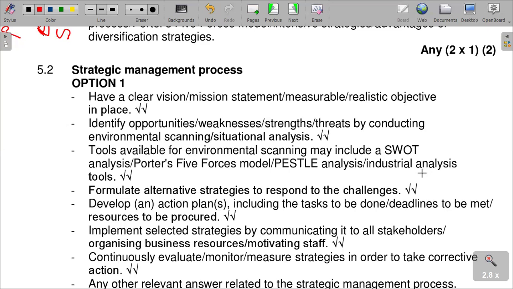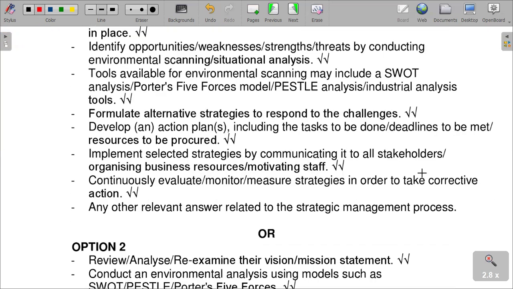Continually, you need to understand that in strategic management, there is also evaluation or monitoring, as well as measuring the strategies in order to take corrective action. Therefore, you can understand that as to say that is the strategic management process.